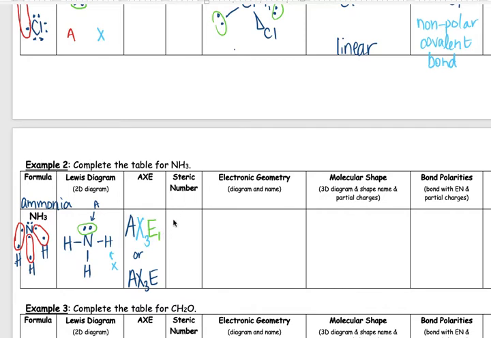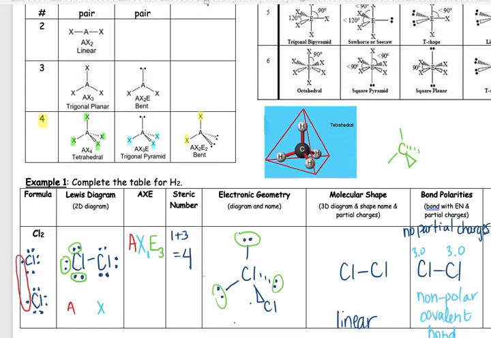Then from there we need to find our steric number. Our steric number is just adding the subscripts on the X and the E. So 3 plus 1 is 4. So we've got another one in the tetrahedral family here: tetrahedral, trigonal pyramid, or bent. We're looking for the electronic geometry here.